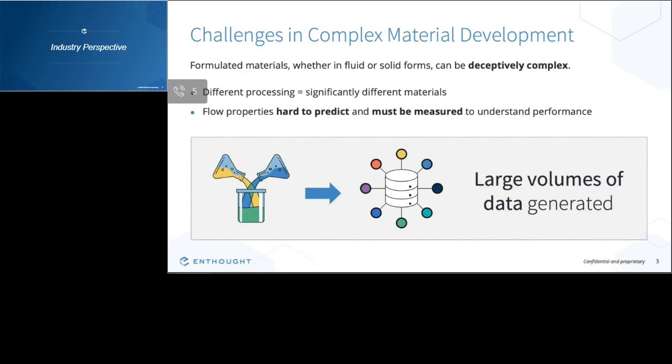And this comes about, as I say in the slide here, because flow properties for complex fluids are very hard to predict, and they really must be measured in many ways to understand the performance. And this slows you down, but it also generates large volumes of data. And so this can happen over product development cycles and over companies' development histories. And it really creates some unique needs for the companies who develop complex fluids.